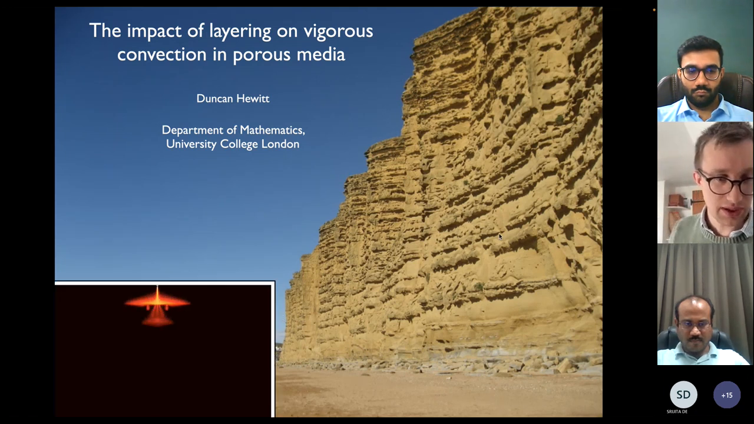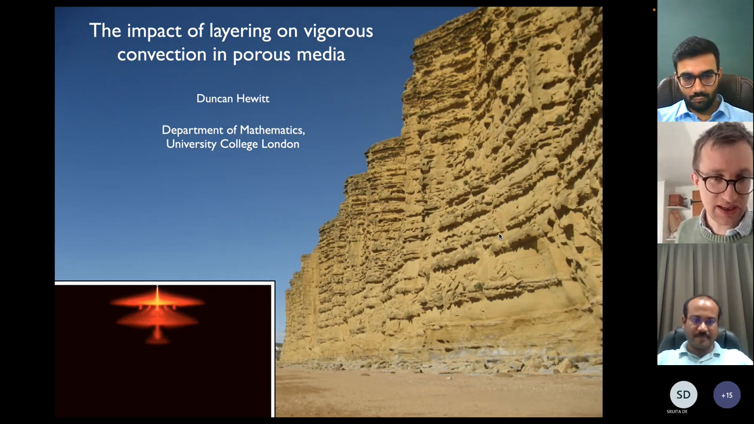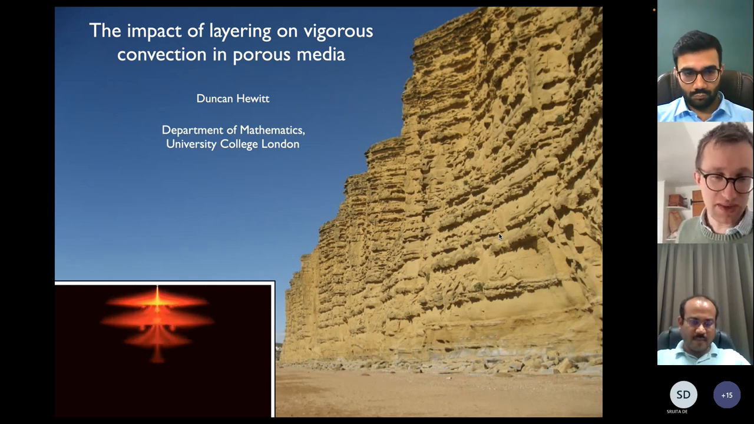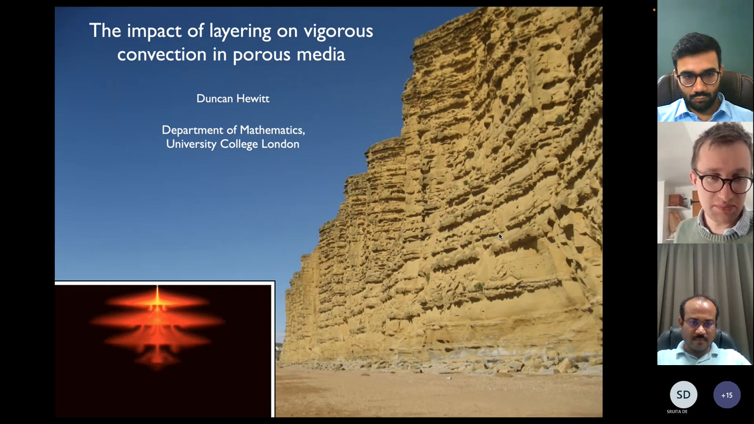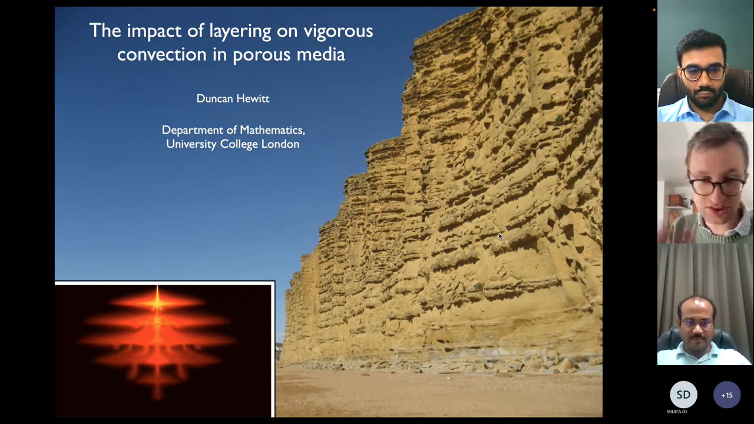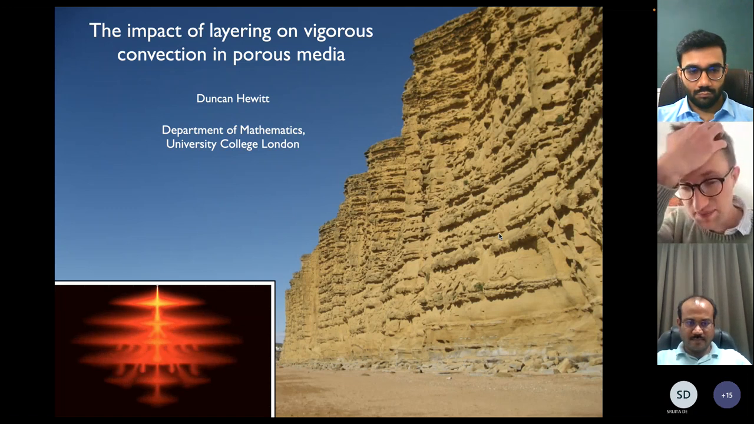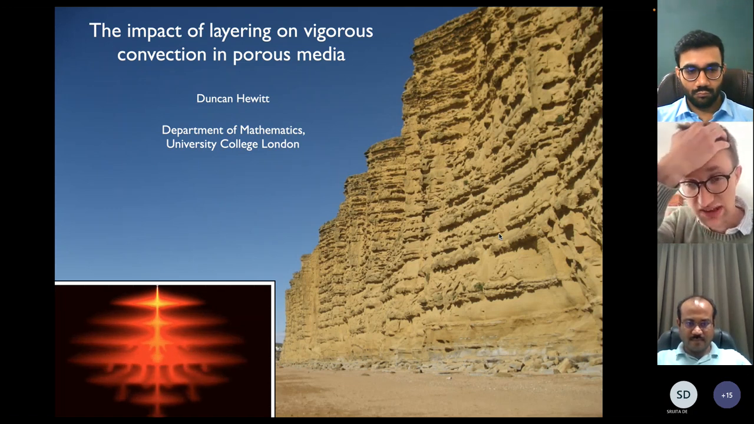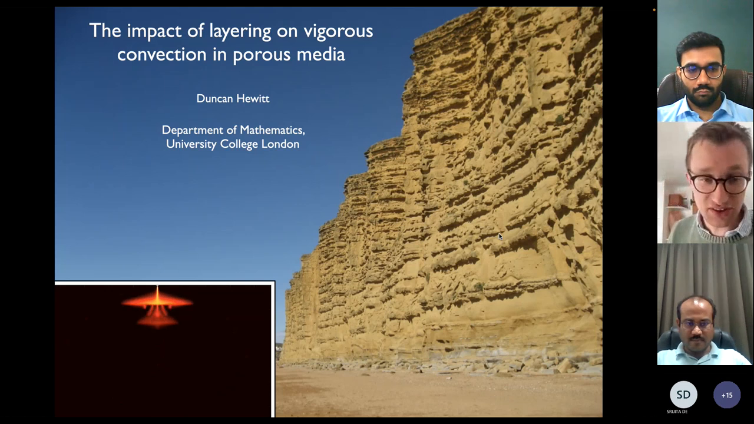So here we are. I hope you can see there's a movie in the bottom left there. I haven't marked on where the layers are in the porous medium, but it's pretty obvious because you see that the dense mixture, which is just colored red and yellow here, sinks and spreads over the layers because it's hard to get across them. But it does then go across them.